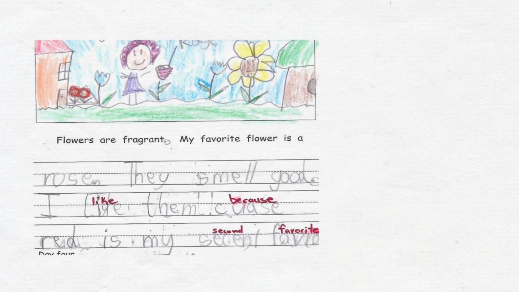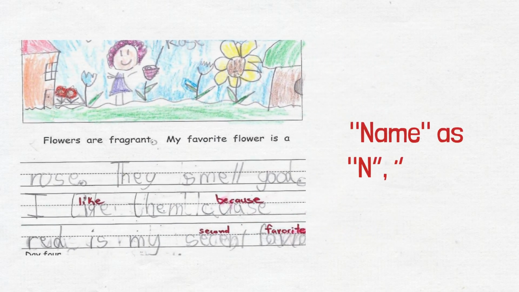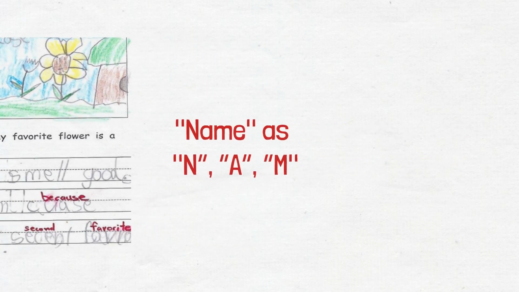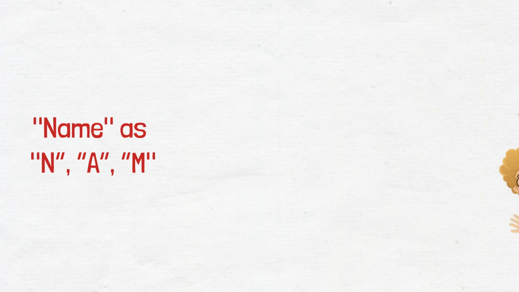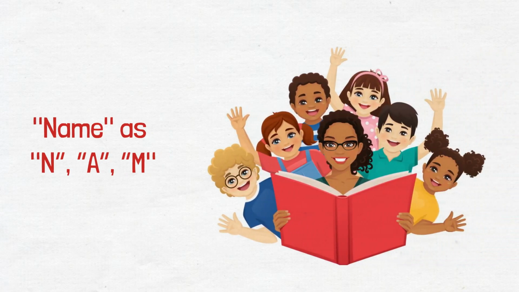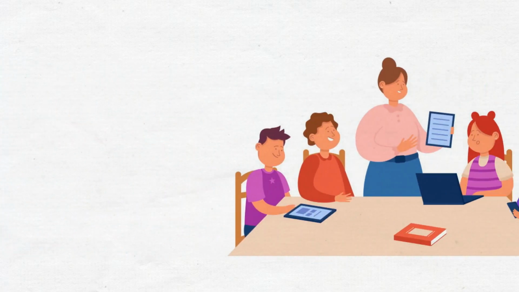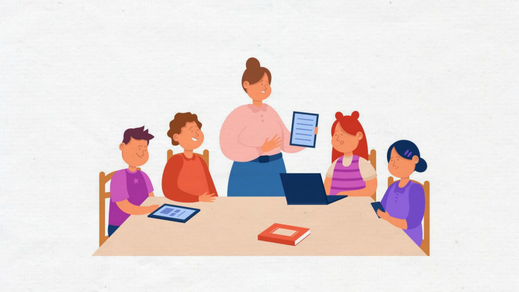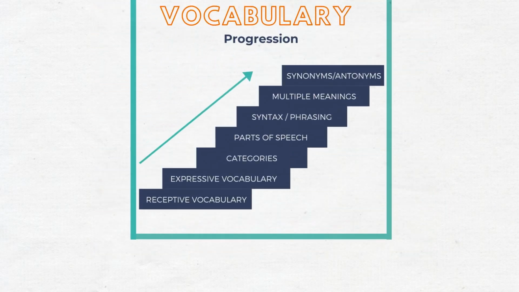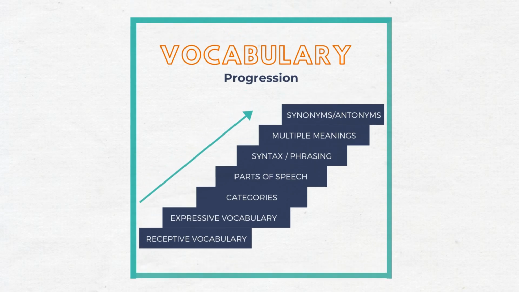A student who spells the word name as N-A-M is in the alphabetic stage, where they use letter names to represent sounds. This developmental phase is a natural part of learning and should be encouraged as students refine their understanding of spelling conventions. Teachers can support this growth by providing opportunities for students to write and experiment with language in meaningful ways. Vocabulary development is closely tied to phonics and syllabic analysis.